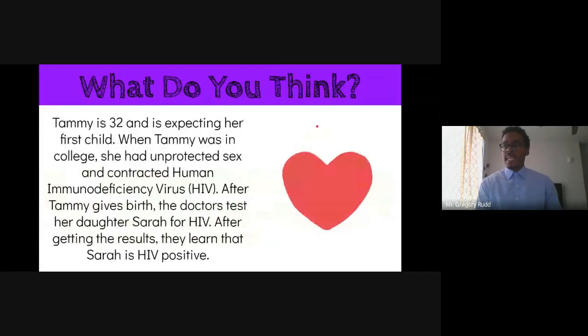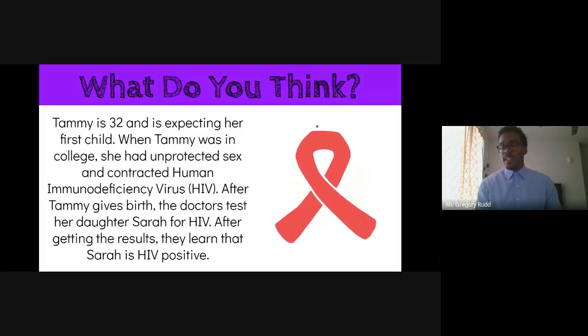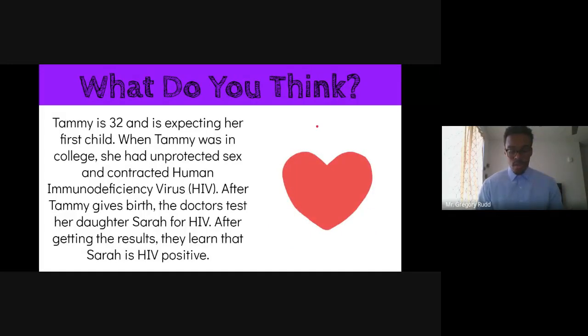Okay, another one. Tammy is 32 and is expecting her first child. When Tammy was in college, she had unprotected sex and contracted human immunodeficiency virus. After Tammy gives birth, the doctors test her daughter Sarah for HIV. After getting the results, they learn that Sarah is HIV positive. Would you say that's genetic, or is that environmental, or both?